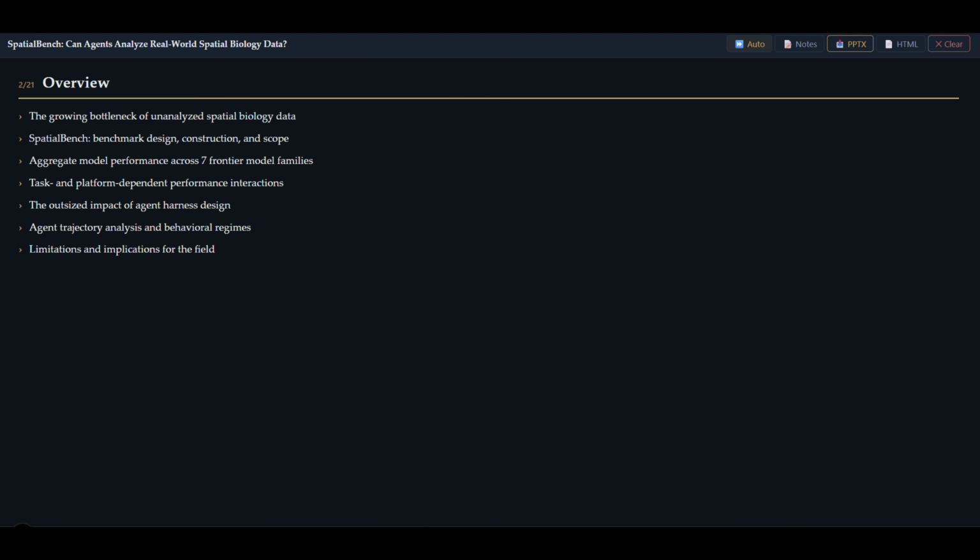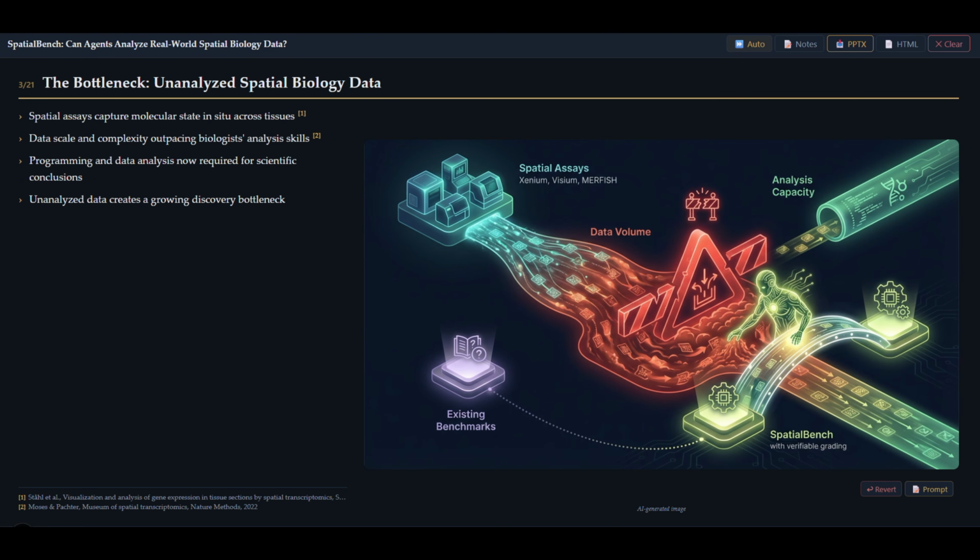Here's what we'll cover in this poster walkthrough. We'll start with the problem, a growing pile of unanalyzed spatial data, then introduce SpatialBench itself, walk through the main results on model performance, drill into task and platform breakdowns, examine the surprising importance of harness design, analyze agent behavior patterns, and close with limitations and takeaways.